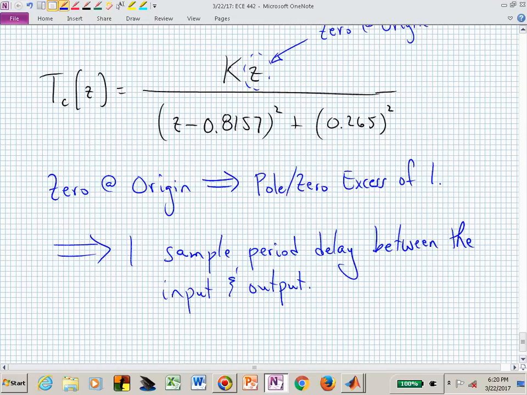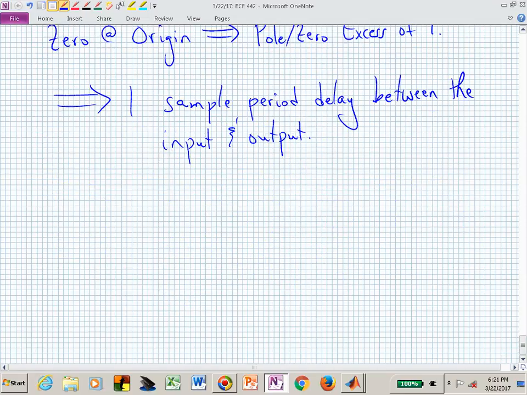But if we want a DC gain of 1, what's that translate into? What does that correspond to in terms of T sub c of z? If we want the DC gain of this to be 1, where do we evaluate this? DC in the analog setting is 0, isn't it? That's s equals 0. But remember, we're doing this mapping: z is equal to e to the sT. We plug in 0 for s, we get z equal to 1.